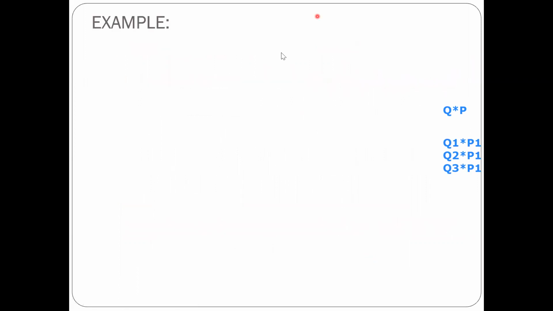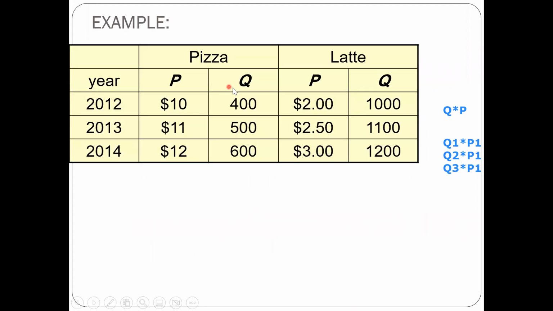So this is an example. In this example, we had two main goods, pizza and latte, and we had 3 years. And every year we had a price and a quantity for pizza and a price and a quantity for latte. نلاحظ هنا إن في تغير في الأسعار من سنة لأخرى بالنسبة للبيتزا، في تغير من سنة لأخرى بالنسبة لللاتيه. نفس الحالة في الكوانتيتيز بتتغير.